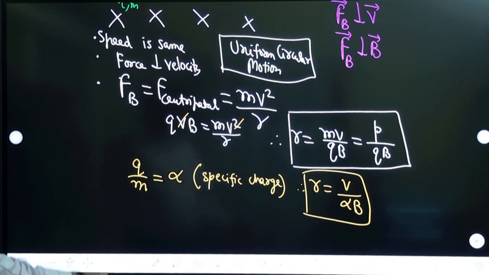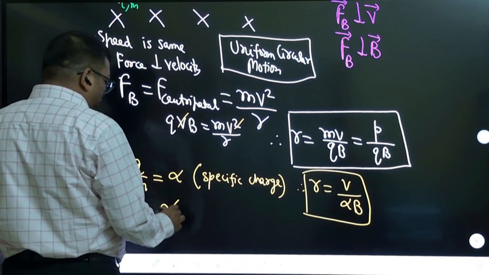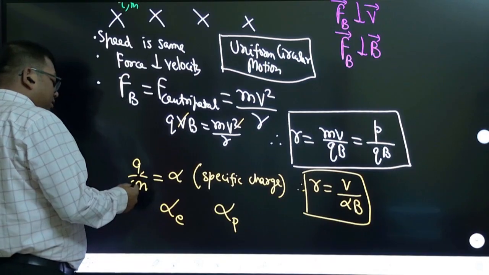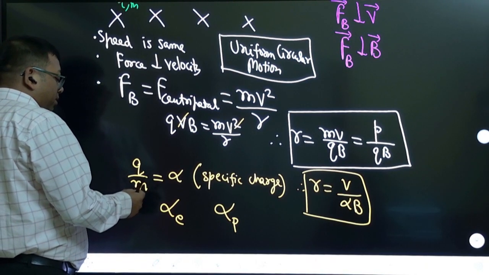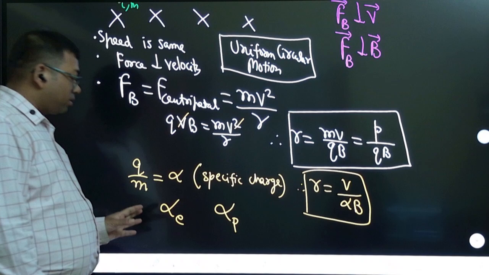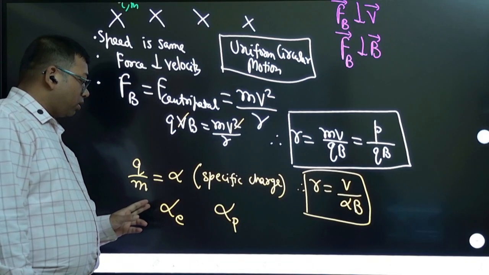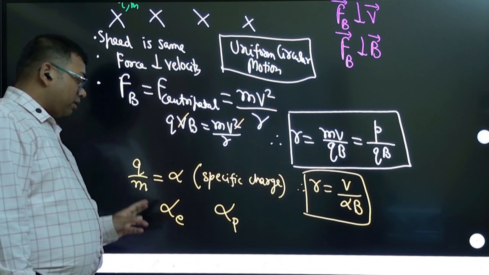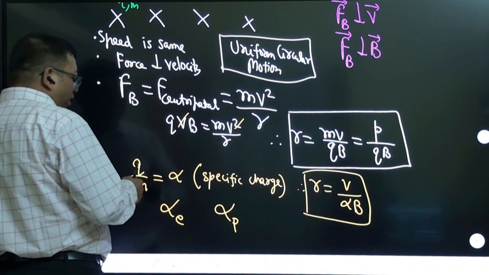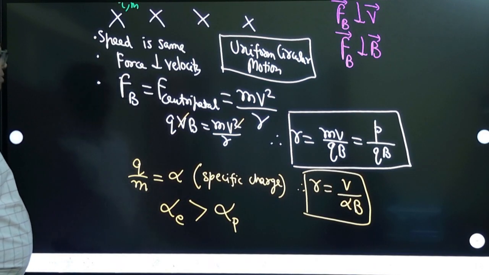So if you consider the specific charge, the charge to mass ratio, if you take electron and proton, so alpha of electron and alpha of proton, if you compare, proton has a little bit larger mass. Not a little bit, much more, I think almost nearly 10 lakh or something. So mass of proton is quite large, and mass of electron is quite less. Charges are the same. So if this is small, then that is going to be large. So alpha for electron is larger than alpha for proton. That we should note.